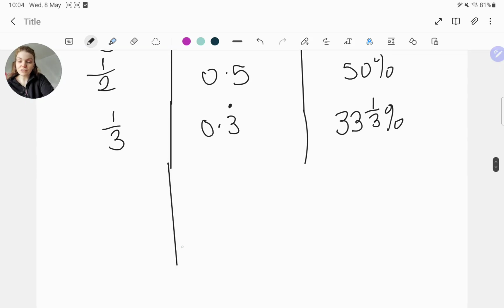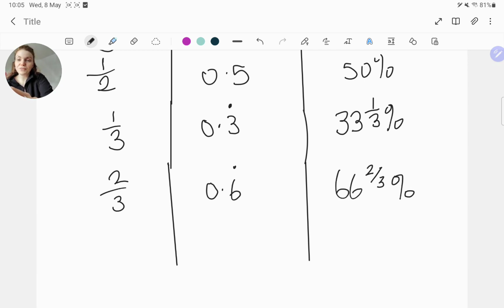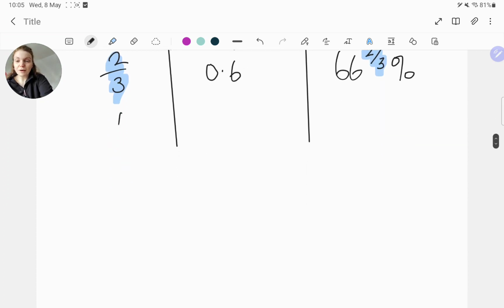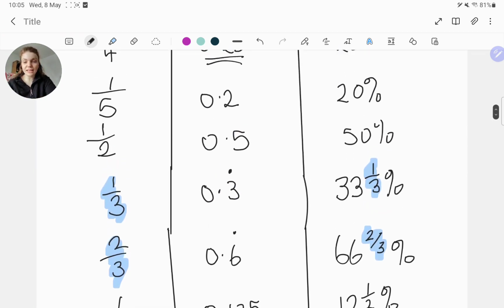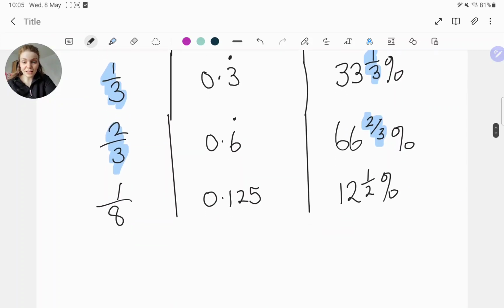Then if we were to have something like 2/3, 2 over 3, this is 0.6 recurring. So it's 0.6666666, it goes on forever. So 0.6 with a dot above it is 0.6 recurring, and that's going to be 66 2/3%, okay? So if you look at these here, hopefully that helps you keep that in your head. And another one that can often come up is 1/8. So 1/8 is 0.125 as a decimal and 12.5%. Okay, so those are some of the most popular ones that you can get asked in your exam that you definitely would have to know.